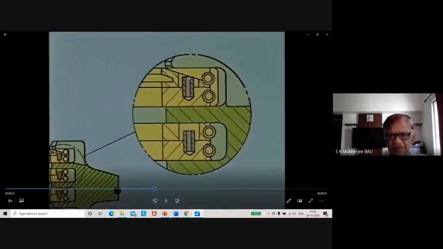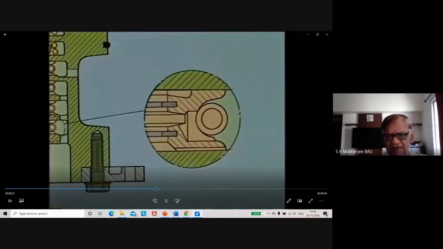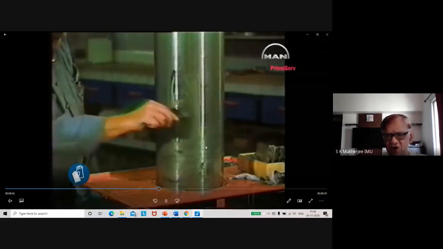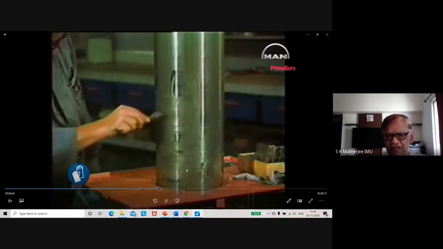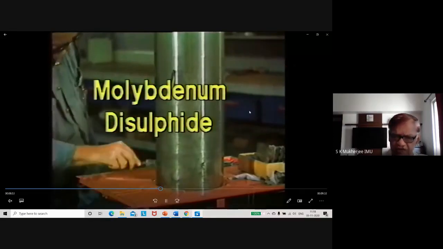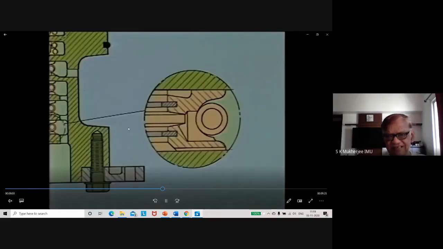Now here's the dowel pin which keeps the cover plate and the ring in alignment. This one is the scraping edge of the ring. This is the spring's cross section. Now he's putting a layer of lubricant, which is the molycoat. And this molycoat helps. Molybdenum disulfide is the full name. Molycoat is the short name. These are your scraper rings. And now you see the springs are in position. This is actually a sketch. So this is the spring and this is the ring.